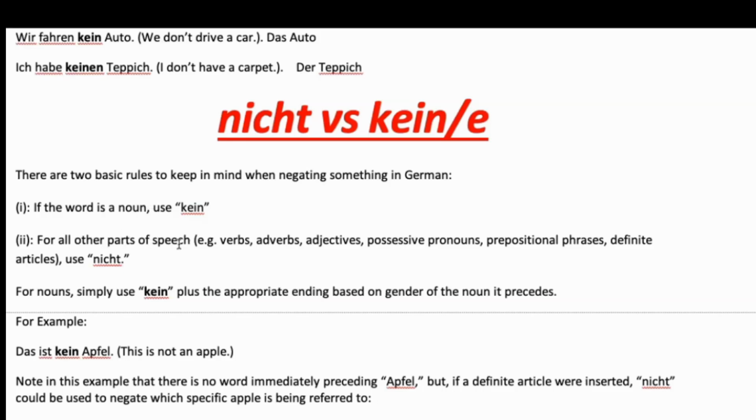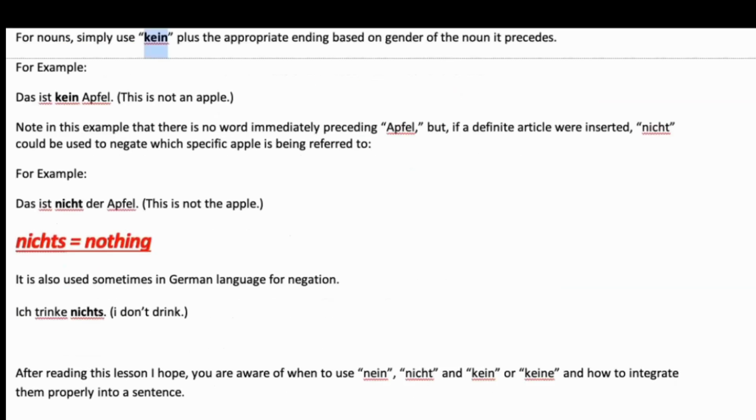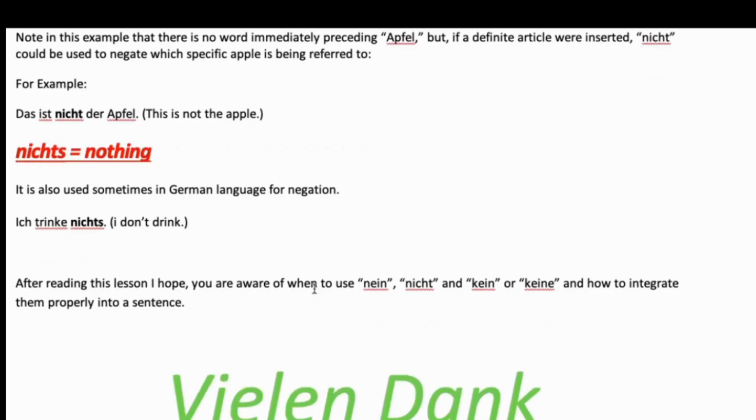For all other parts of speech, for example, verbs, adverbs, adjectives, possessive pronouns, definite articles, we use nicht. Today we have learned only this one with verbs. We use nicht with verbs. Place nicht after the verb exactly. So we use kein with the appropriate ending depending upon the gender of the noun. For feminine and plural nouns, you write keine.